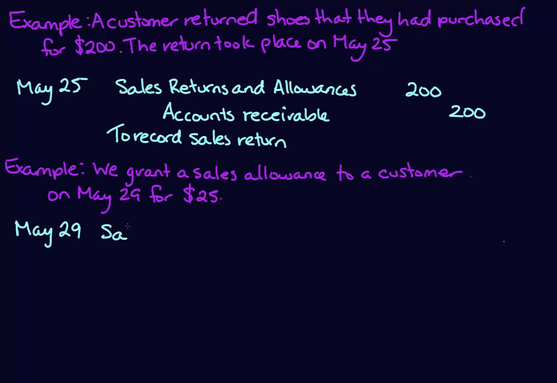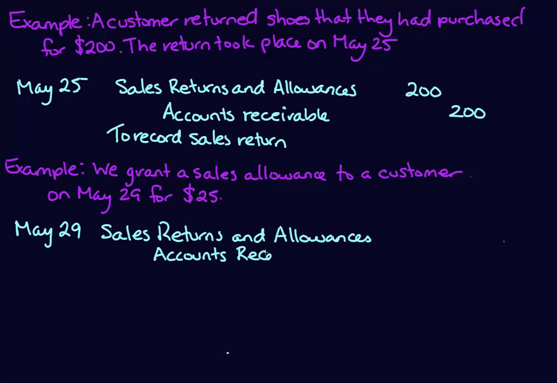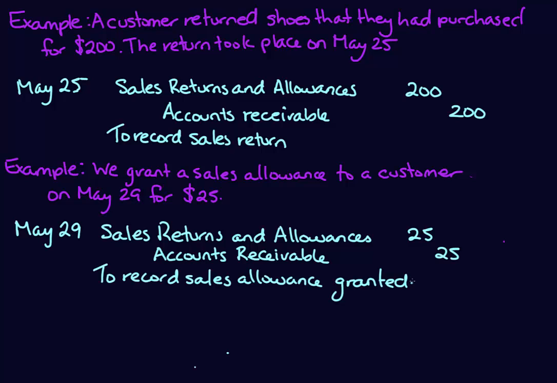In our next example, we're going to focus on a sales allowance rather than a sales return. We're granting a sales allowance for $25, but the accounts that we use are going to be identical. The transaction is going to look exactly the same.